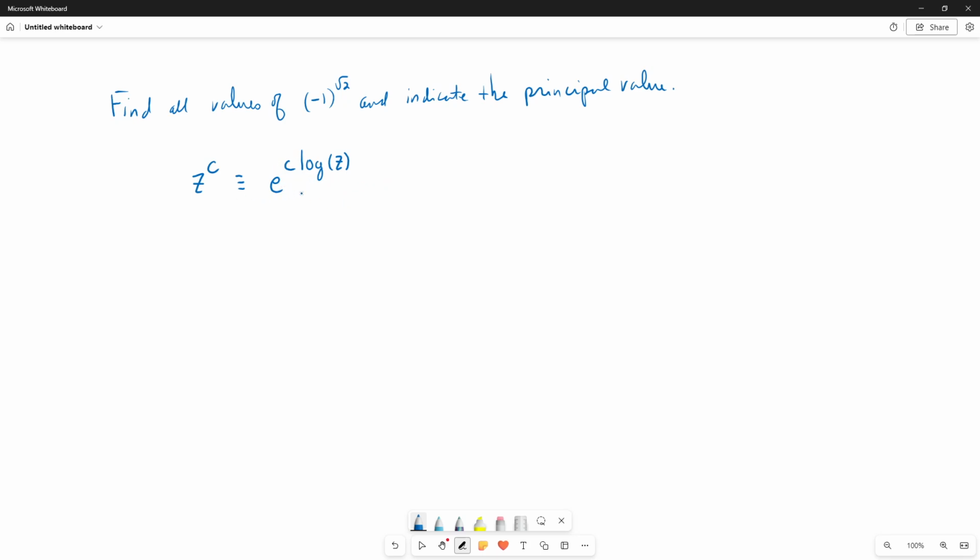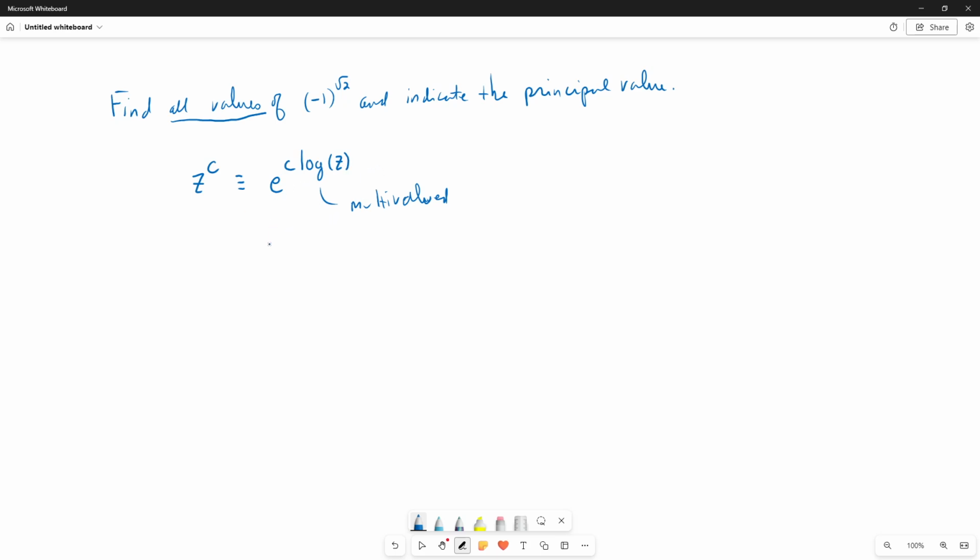And it comes from the exponential function and the logarithm being inverses of each other, and the property that says that we can put this c as a power here, and then the exponential and log canceling out, you would get z to the c. So there's our definition, and this logarithm is the multi-valued logarithm, and so we will get many values for this exponential expression.